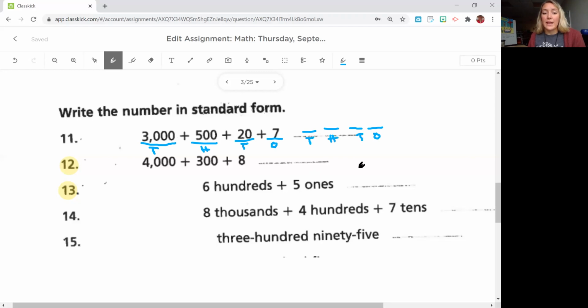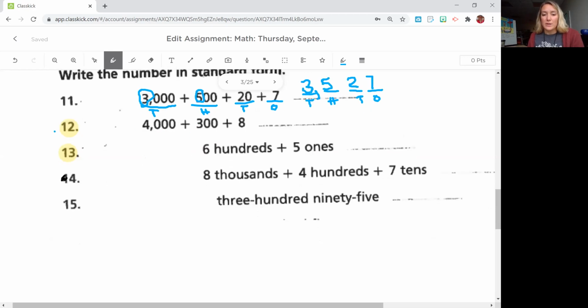And all I have to plug in is the digits. There are 3,000. There are 500. Thousands place and hundreds place, I have a comma. Tens, there are 2 tens because 10, 20, there are 2 of them. 7 is in my ones place, okay? That's what you're gonna have to do for number 12. Number 13, I'll show you with number 14.